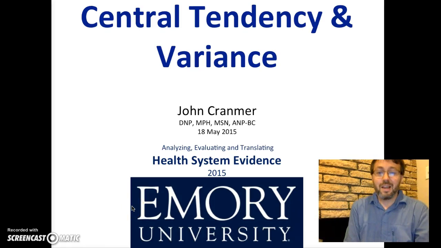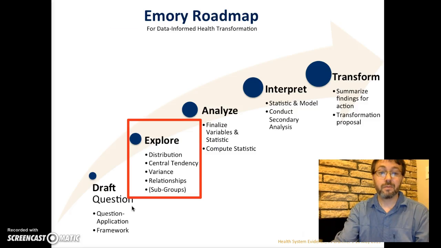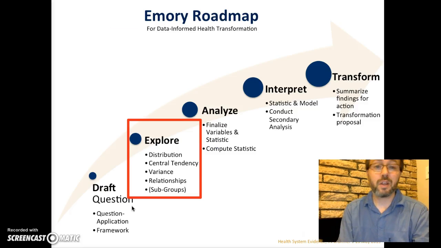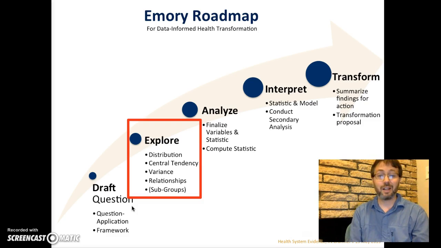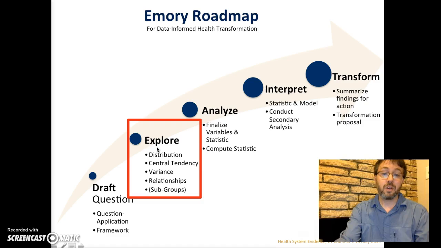Well, welcome back to our next installment of looking at descriptive data analysis in our first week together. Right now we're going to pick up where we left off and look a little bit more in detail at measures of central tendency and interpreting those measures, and then follow up with a discussion about variance within the data. So, as we've said before, we're using the Emory Roadmap for Data-Informed Health Transformation to guide our discussion in class, and we're here still looking at methods for exploring data and variables.